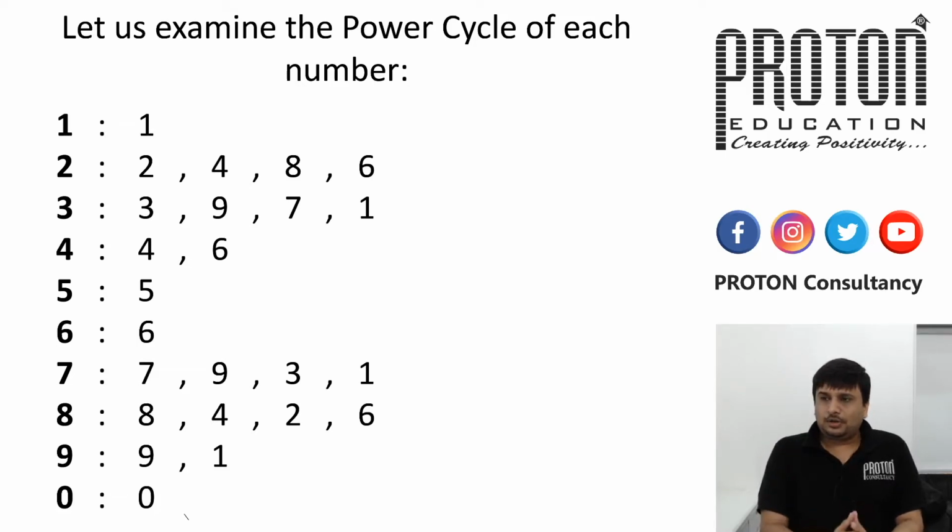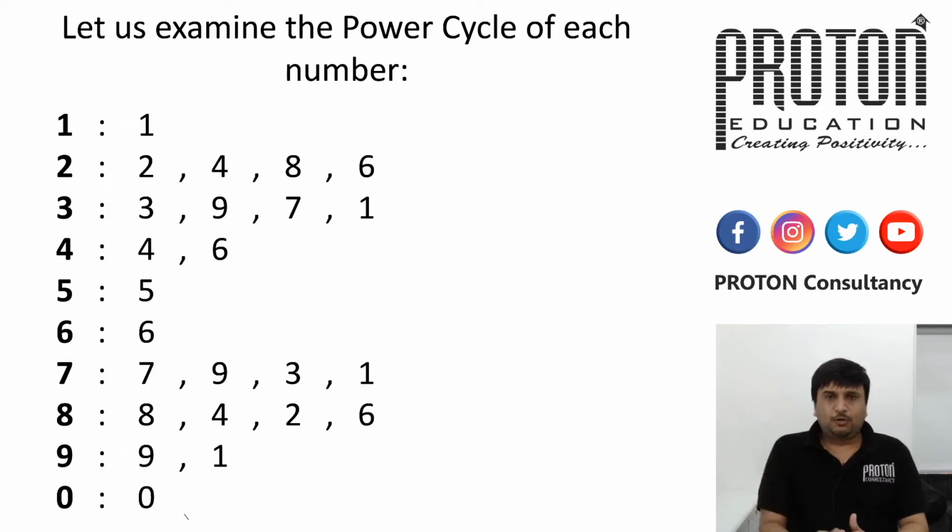Let's see for 8. 8 into 1 is 8. First digit is 8. 8 into 8 is 64. Leave 6. Keep 4. Unit digit is 4. 4 into 8 is 32. The unit digit is 2. Leave 3 aside. 2 into 8 is 16. Leave 1 aside. Keep 6. You can see 8, 4, 2, 6. And 6 into 8 is 48. So we come back to the number itself. This is the way we can understand the power cycle for all the digits.